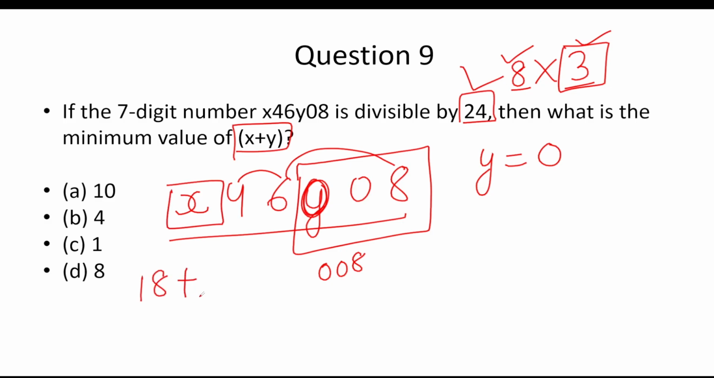Okay. Minimum value. You can't take 0 because this is the first digit. So what minimum value can I add so that it is divisible by 3? I can add 3. So what is the minimum value of X? It is 3. What is the minimum value of Y? It is 0. So what is the minimum value of X plus Y? It's coming 3.